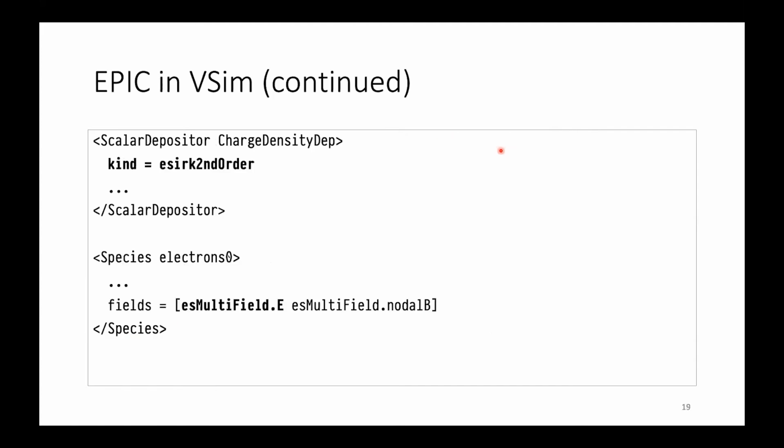Then a few more things. We need to, again, update the scatter step. Remember, we're doing second order EPIC, so we need to use ECirc second order here. And then we need to tell VSim that we want to actually interpolate from the edge electric fields, that's called E in VSim, rather than the nodal electric fields. So we need to update this fields statement in the electrodes.